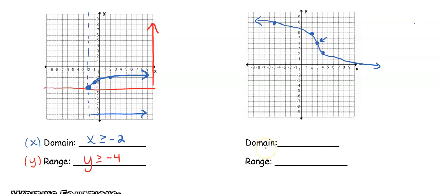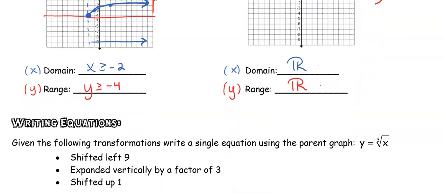Domain. Domain are your x values. If I'm looking at my graph going left and right, my arrow is forever going left, my arrow is forever going right. That's all real numbers. My range, that's going up and down. Remember, this is forever going left, but it's also going up. This is not just going to the right, it's also going down. This is always all real numbers. So your cube root graph will always be all real, unlike your square root graph, which will have restrictions on both the domain and the range.